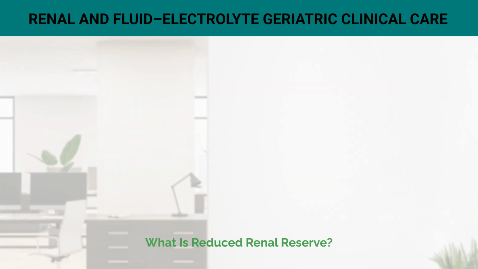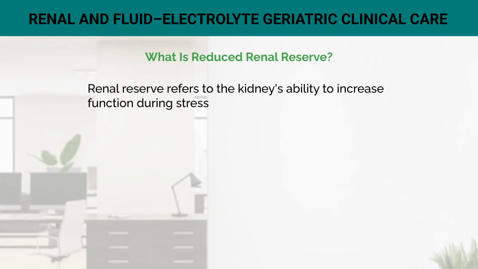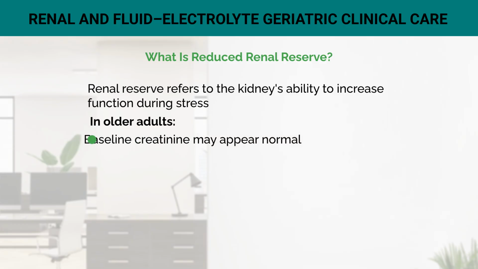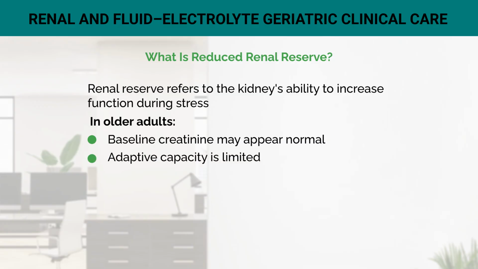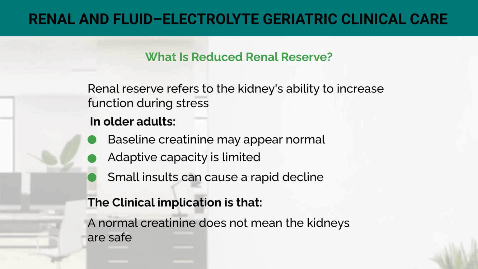Next, we'll look at what reduced renal reserve is. Renal reserve refers to the kidney's ability to increase function during stress. In older adults, baseline creatinine may appear normal. Adaptive capacity is limited. Small insults can cause a rapid decline. The clinical implication is that a normal creatinine does not mean the kidneys are safe.